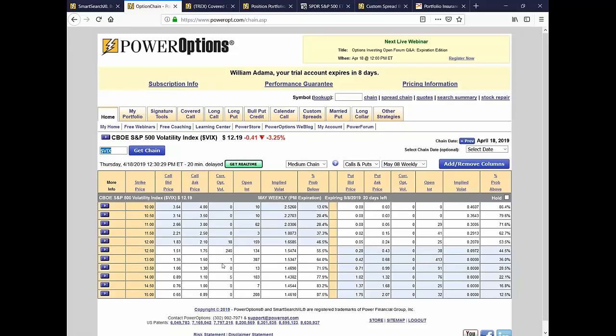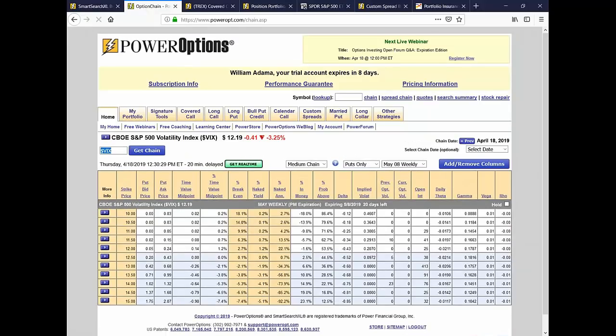So is there a good example here? The volatility index right now is at 12.19, fairly low. Look at the call side, makes sense, sort of. Look at the puts. Let's just go to the puts only chain. The index ETF is at 12.19. Well, it's an index, sorry, it's at 12.19.